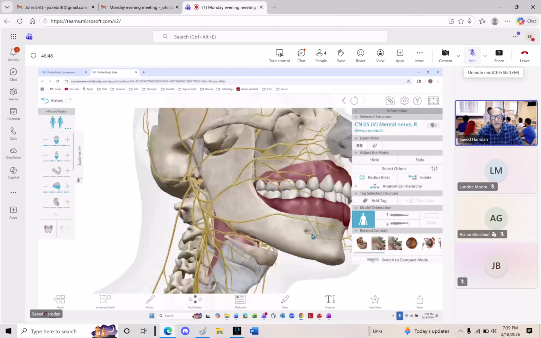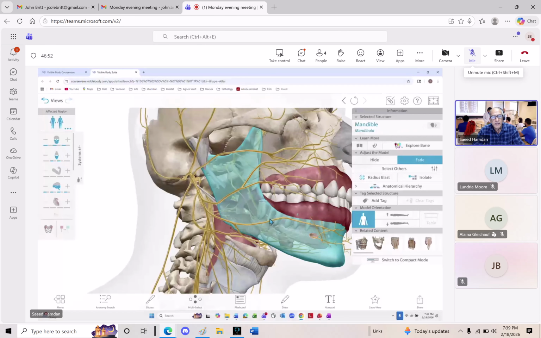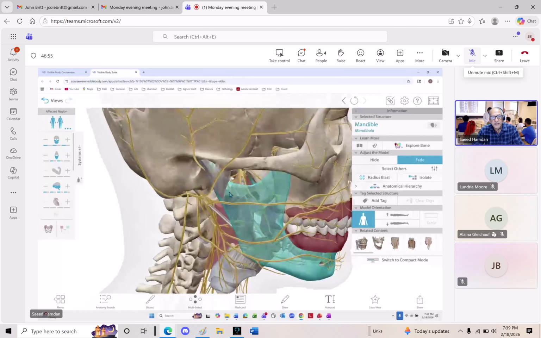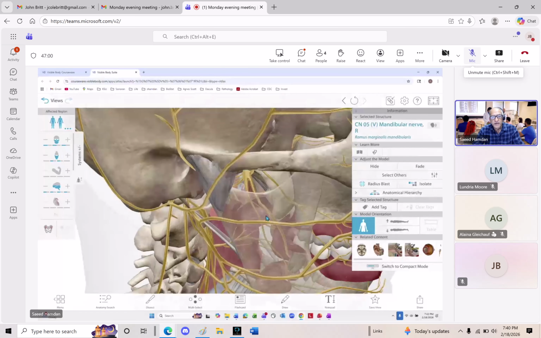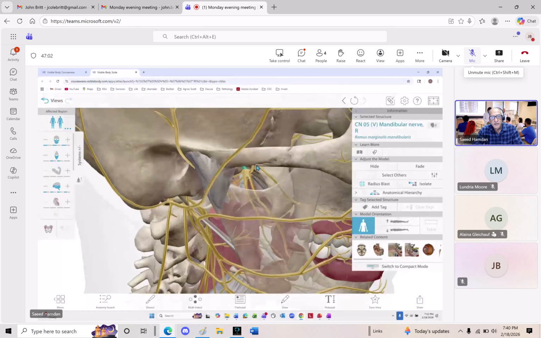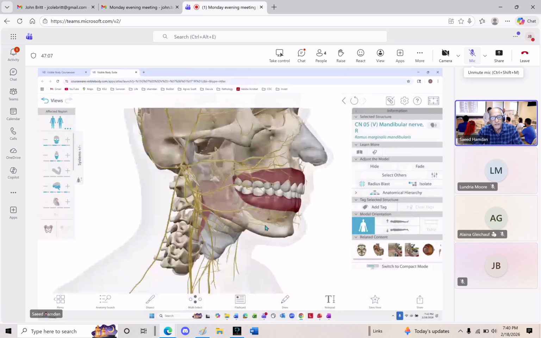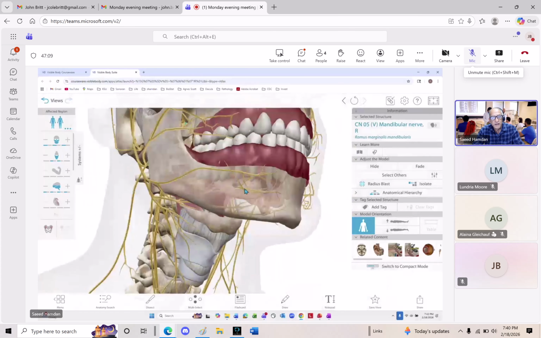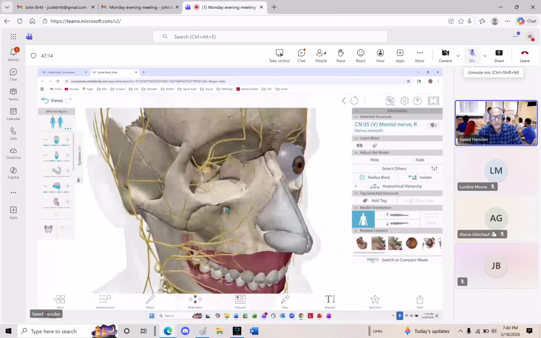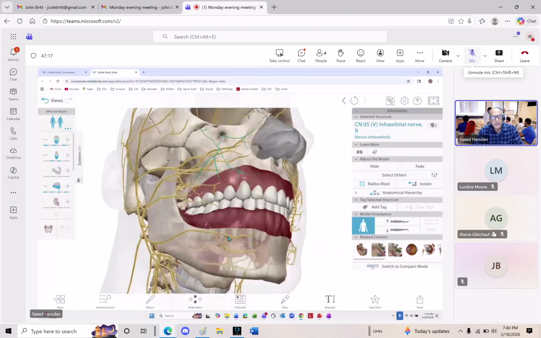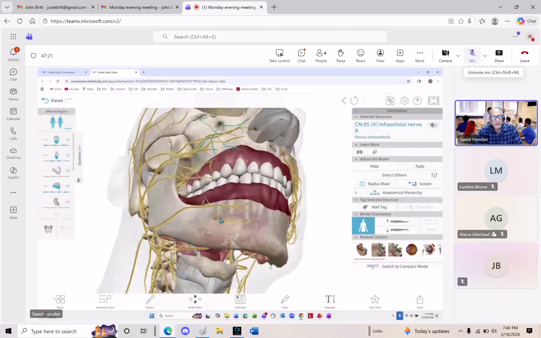If I fade it, you'll be able to see it, right? See it right there? That's the mandibular branch. See, the mandibular nerve gives you several branches, but eventually it's going to exit out through here, through the mental foramen. So maxillary exits through the infraorbital, mandibular exits through the mental foramen right there.